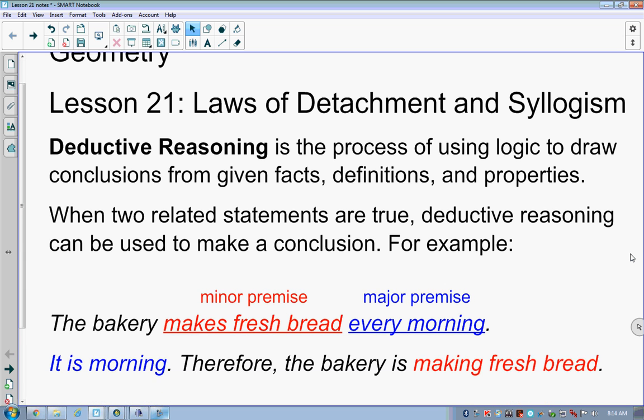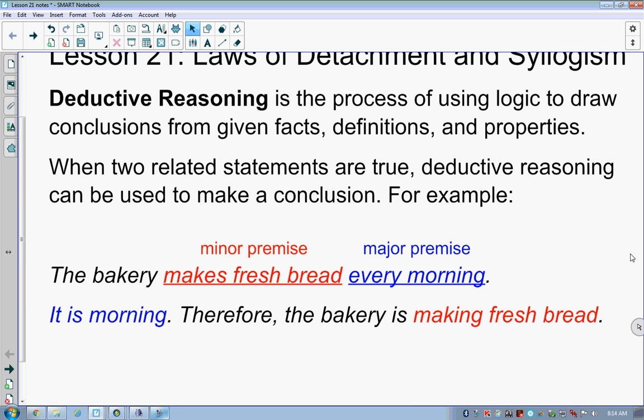So deductive reasoning is the process of using logic to draw conclusions from a given set of facts, definitions, and properties. So when two related statements are true, deductive reasoning can be used to make a conclusion.